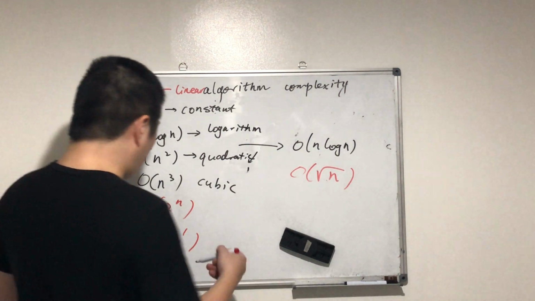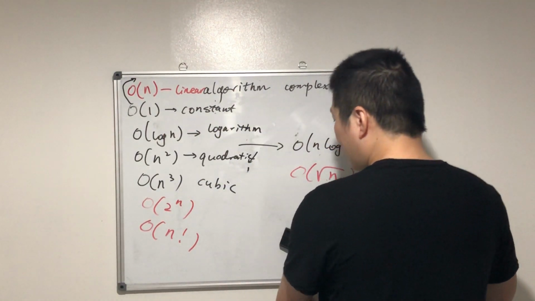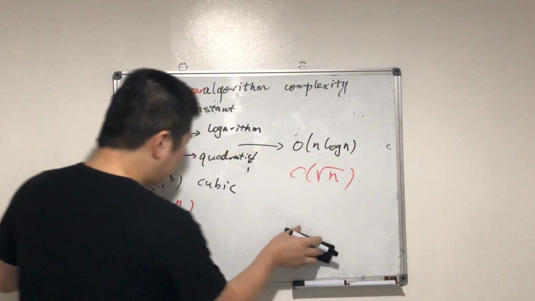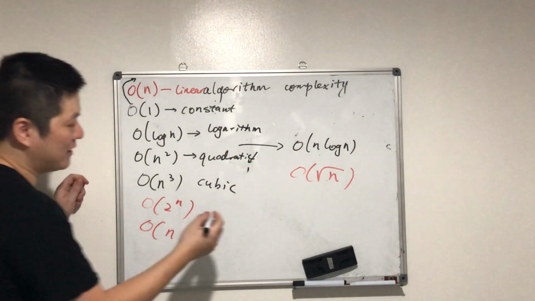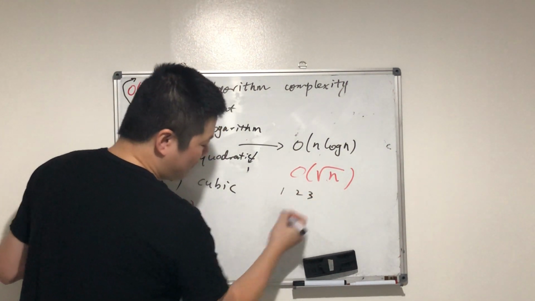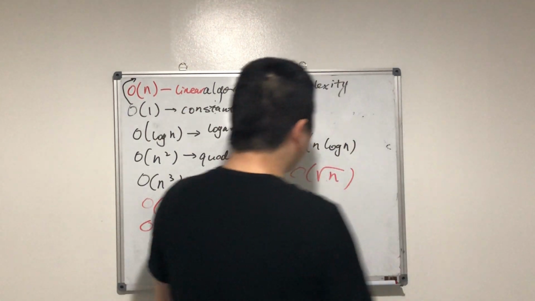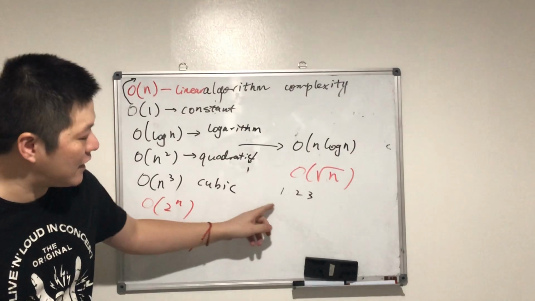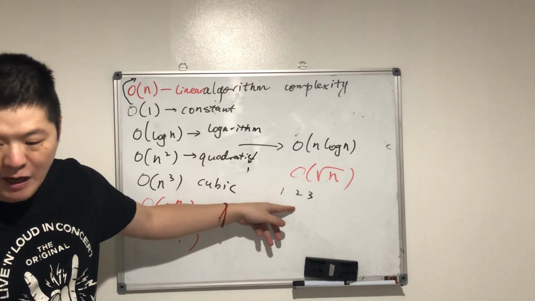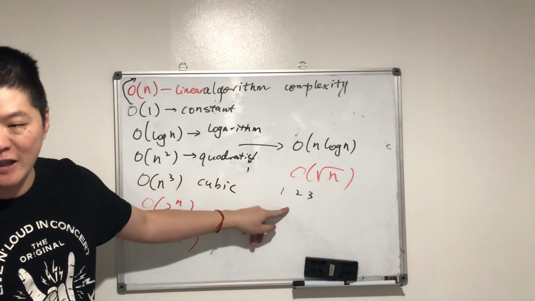Can you give me an example of the factorial? Remember, if this is 1, 2, 3, you want to know how many ways I can list those three numbers. How many ways can I list three numbers?